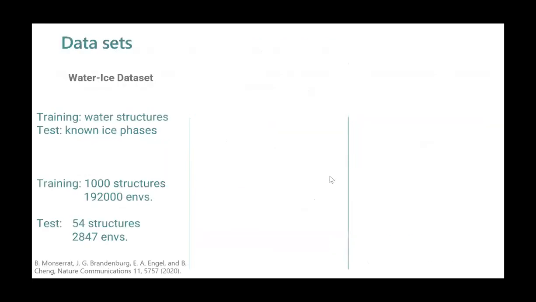For the data sets, we took some from literature, in particular the Montserrat et al. water ice data set. This is a heterogeneous data set because the training set is fundamentally different from the test set. Training data is, well, you can debate on this, water structures, and the test set is ice phases.